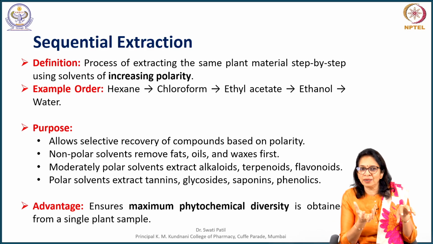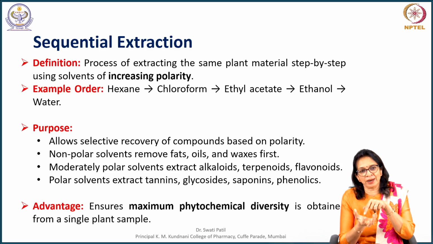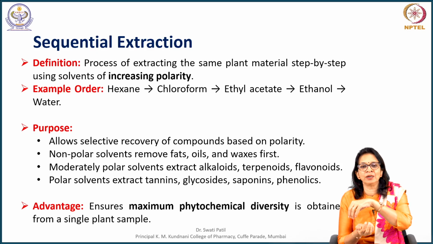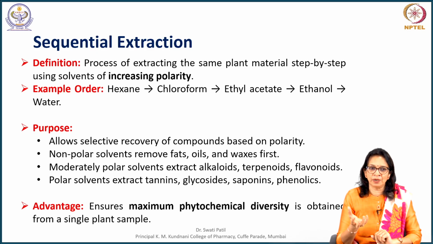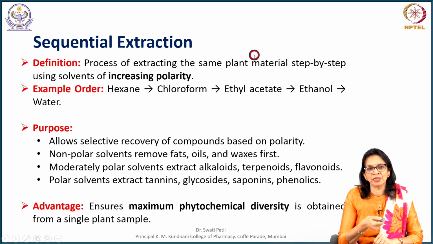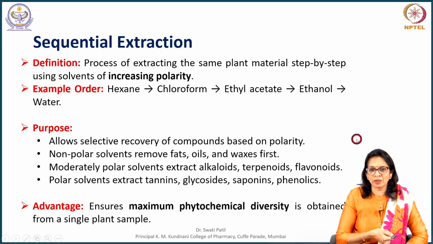So, we started this plant material by adding hexane. Each time we added a solvent and separated, each solvent has separated different plant constituents from the same material. This is called fractional or sequential extraction. The benefit here is we can isolate different secondary metabolites each time we add a solvent. This allows selective recovery of compounds based on polarity.